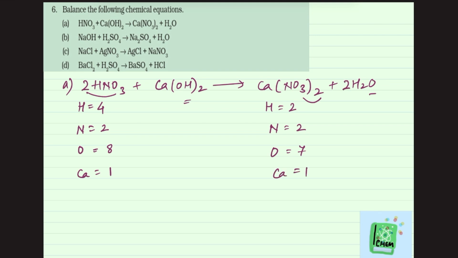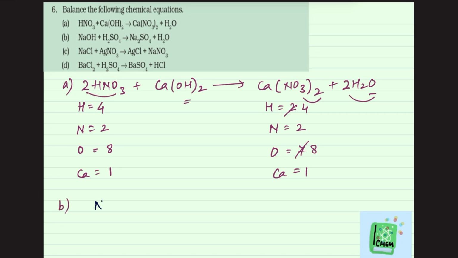Now multiply the formula of H2O by 2. So number of hydrogen atoms now become 4 and number of oxygen atoms become 6 from the nitrate group plus 2 from water. So total 8. If you compare the number of atoms of different elements now, they are same on the reactant and the product side. So this equation is now balanced.